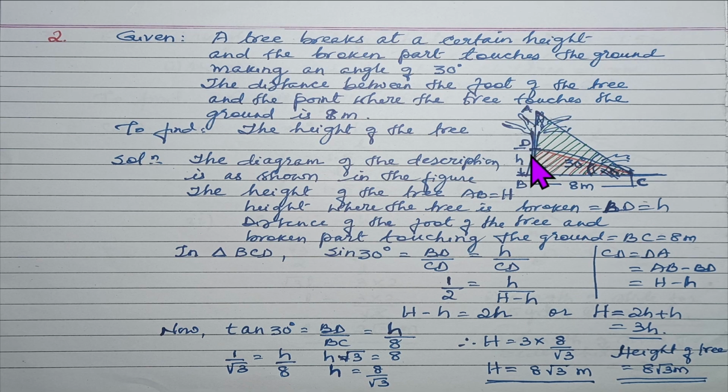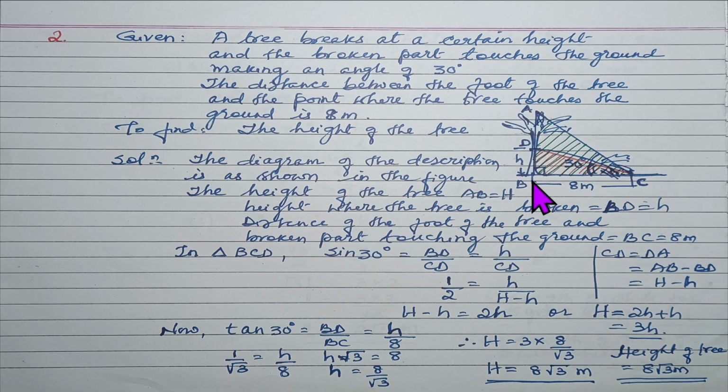Now let us assume that the point where the tree breaks, BD, is small h. Now we have to find out AB. Now how to find AB? So let us understand this. Now the diagram of the description is as shown in the figure, as I have told you. Now we have two right angle triangles formed here. One is ABC, the other one is DBC.